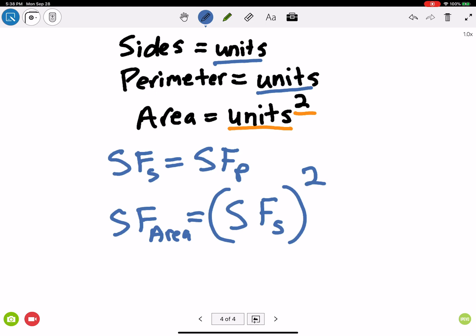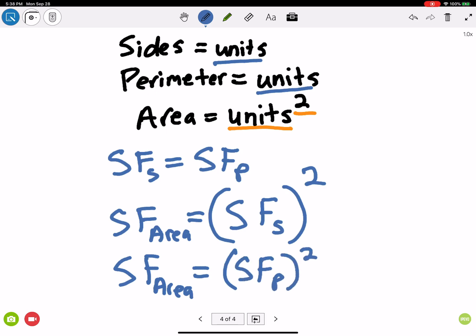It could also be equivalent to the scale factor of the perimeter squared, because these are both in units, and area is in units squared. So you would have to square the sides, which are in units, to get units squared. Or you'd have to square the perimeter, which is in units, to get units squared, or the scale factor of the area.